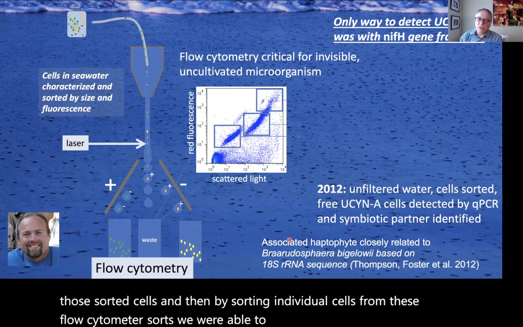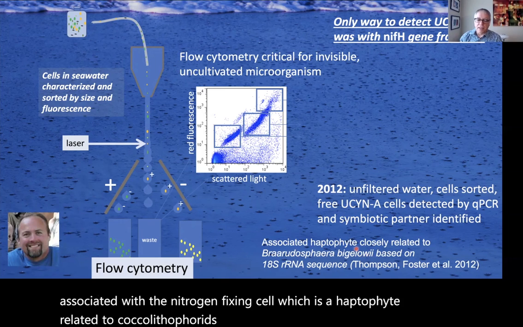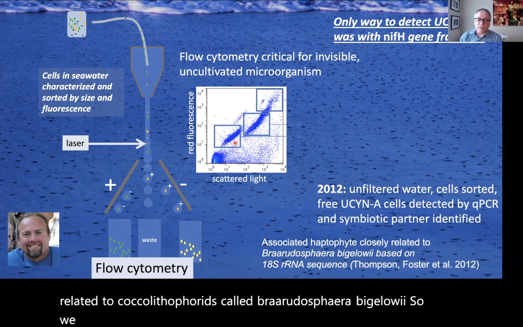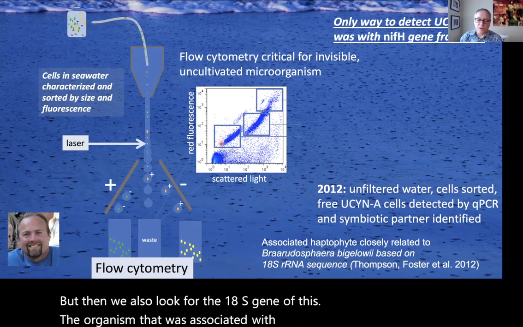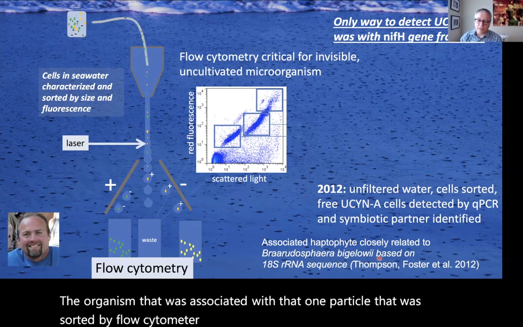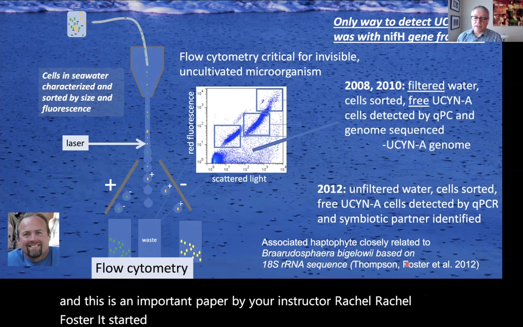And then by sorting individual cells from these flow cytometer sorts, we were able to identify a partner that was associated with the nitrogen fixing cell, which is a haptophyte related to coccolithophore. It's called Braarudosphaera bigelowii. So we use the same PCR technique looking for the nitrogenase gene, but then we also look for the 18S gene of the organism that was associated with that one particle that was sorted by a flow cytometer, and we're able to identify the partner cell. And this is an important paper by your instructor, Rachel Foster. It started a lot of the work on the symbiosis aspects of what we call UCYN-A.